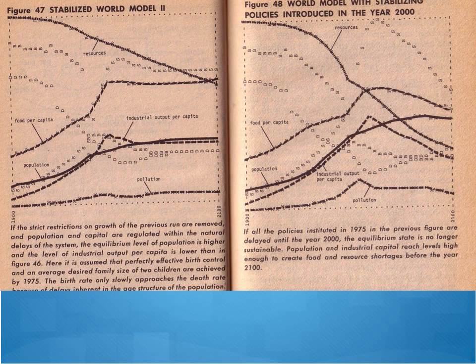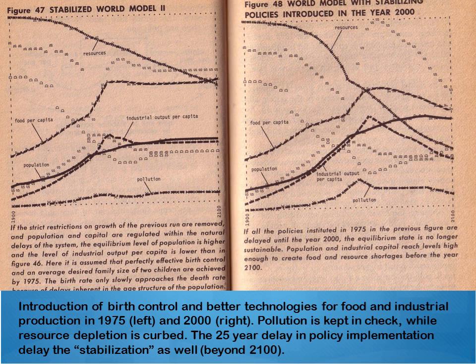Unfortunately, they went into a stabilized world model 2, and this model is characterized by introducing birth control and better technologies for food and industrial production in 1975 on the left simulation, and 2000 on the right side simulation. The outcome of this is that pollution is kept in check, and resource depletion is curbed. But this 25-year delay in policy implementation, which is what they wanted to show, delays stabilization. And those were the major scenarios run in the World 3 model.